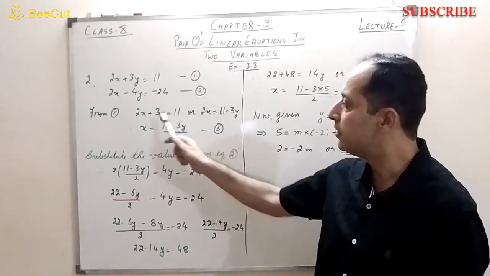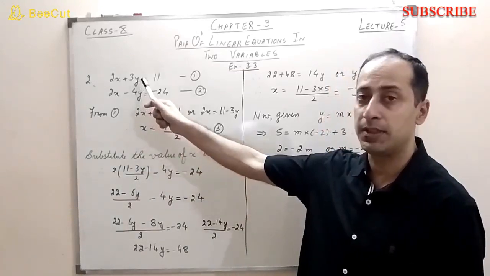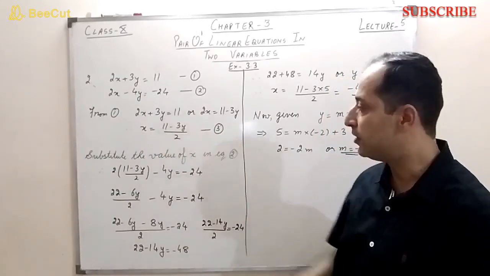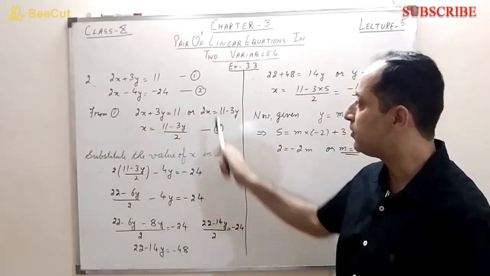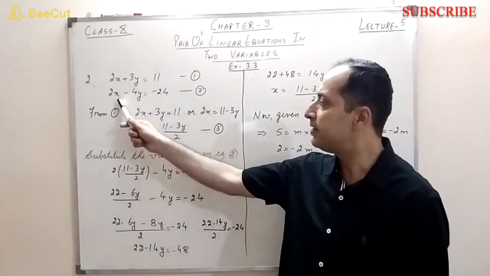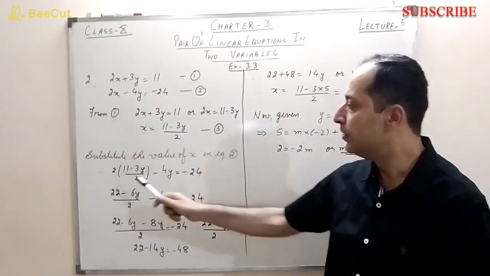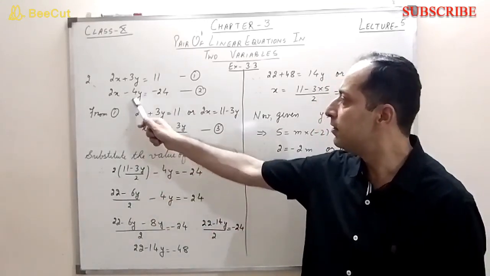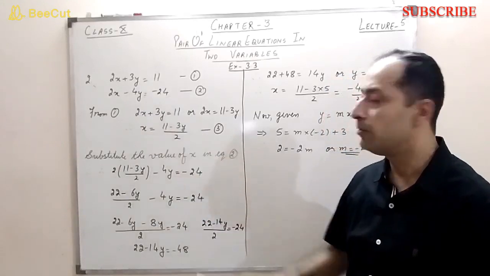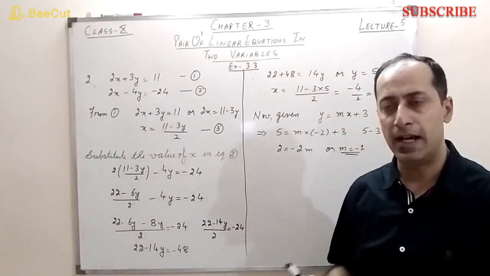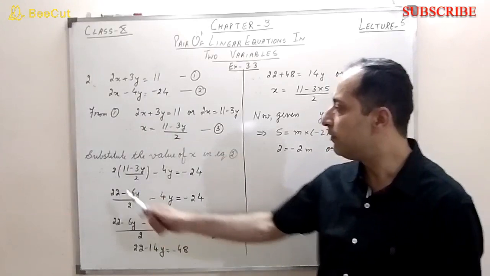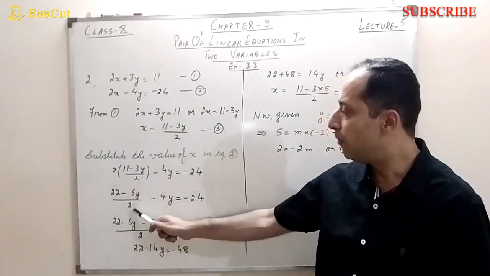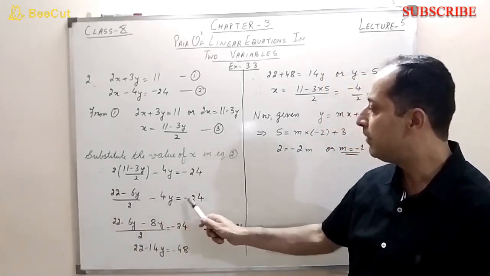Since I got this from the first equation, I will substitute this value in the second equation. So wherever x is written, I will put this value. So this is 2 into (11 minus 3y) upon 2, minus 4y equals minus 24. The remaining thing will be as is, there will be no change. Then we multiply 2 inside. So this is (22 minus 6y) upon 2 minus 4y equals minus 24.